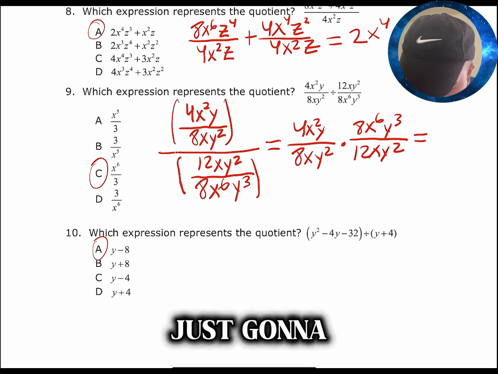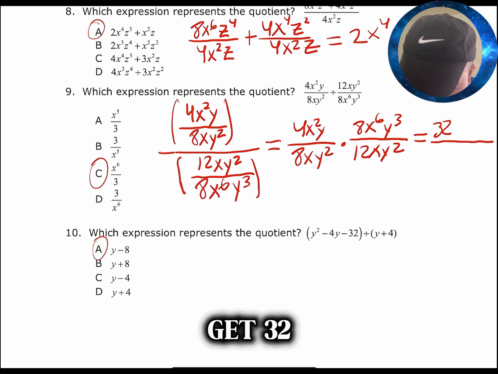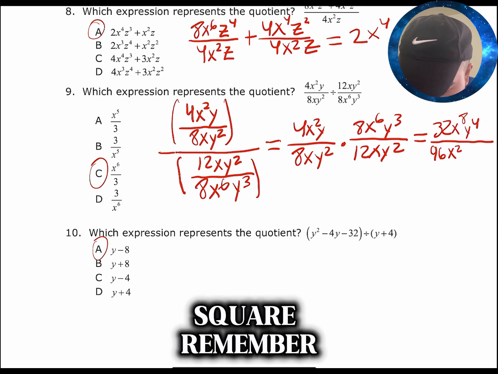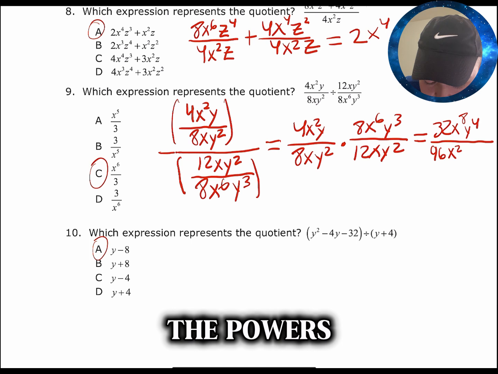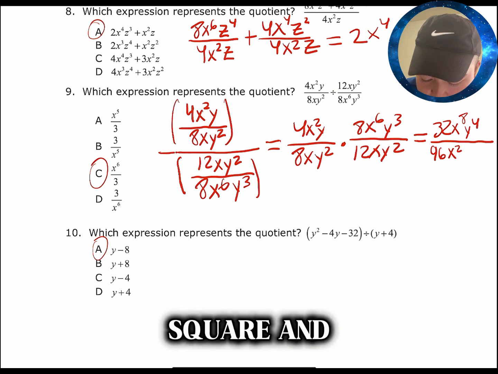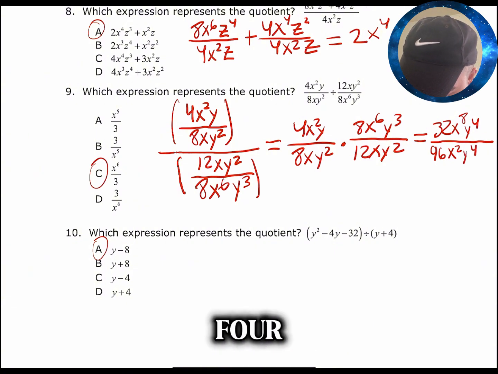And so I'm just going to multiply it out. So we'll get 32x to the power of 8, y to the power of 4, and then the denominator we'll get 96 times x squared. Remember, you add the powers when you multiply x and x, so you get x squared. And same goes for y squared times y squared, that is y to the power of 4.